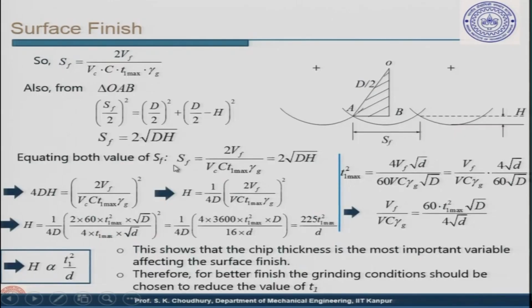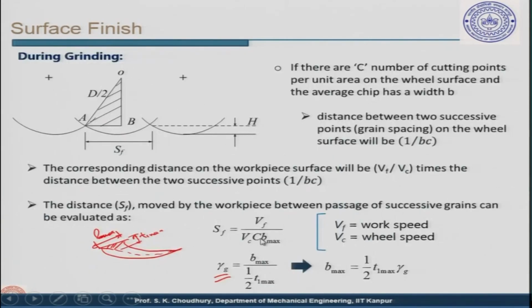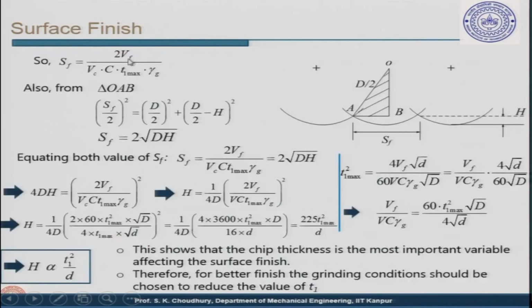Now, in the SF that we have written, here we are putting the B max value and we are getting this. Now, from this triangle, like in the case of milling, this square is equal to this square plus this square. From here we can find out, by ignoring the a square which is small, that SF is equal to 2 root over d into h. D, by the way, is the diameter of the grinding wheel. So, d by 2 is the radius, like we have done in milling.